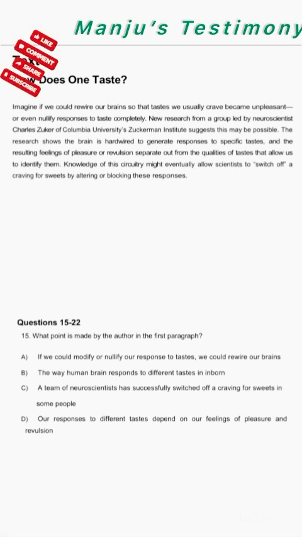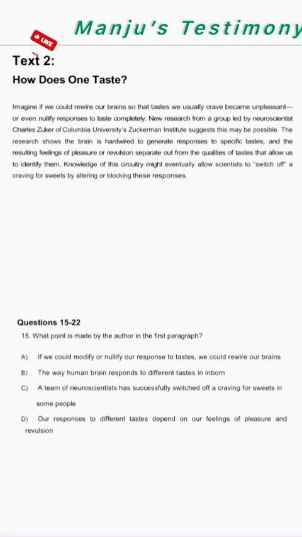Let's read it. Our response to different tastes depends on our feeling of pleasure and revulsion. Okay, where are pleasure and revulsion in the text? Here it is. The research shows the brain is hardwired to generate responses to specific tastes, and the resulting feelings of pleasure or revulsion separate out from the qualities of taste that allow us to identify them.